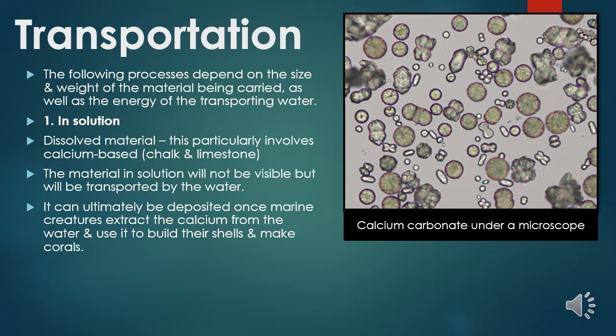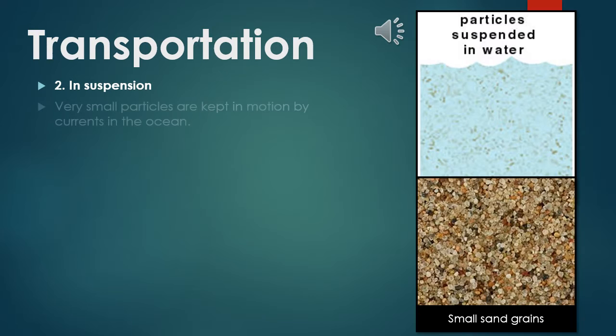Ultimately, what's going to happen to that material in solution is microscopic organisms are going to use that to build their shells, and once they die they'll collapse onto the sea floor and form sedimentary rock, or alternatively corals extract the calcium carbonate to make their structures. So once the material is dissolved, it's going to be deposited inside living things, and then ultimately that's going to turn into rock. It's actually part of the rock cycle. Okay, so that's solution. Hopefully that's no different to what you learned at GCSE.